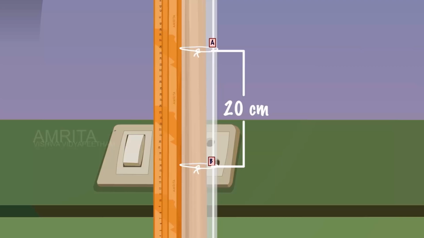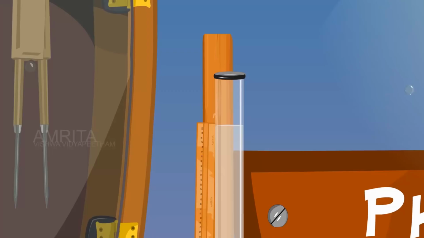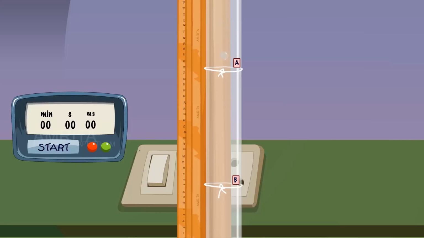20 centimeters. Now, take another bead of diameter 5 millimeters and drop it gently into the liquid. A stopwatch is switched on when the bead crosses the point A and switched off when it leaves the point B. Note the time taken by the bead to travel the distance 20 centimeters.